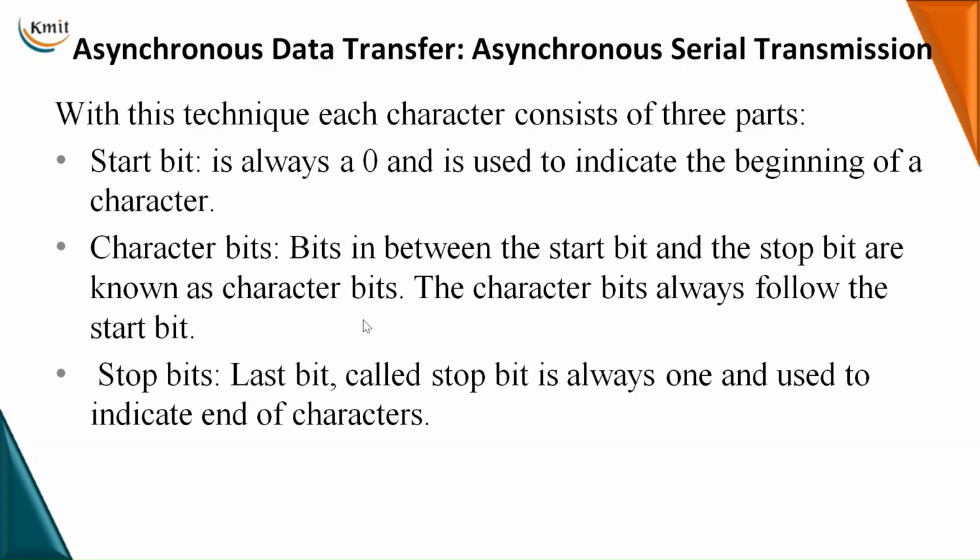The start bit is always 0, and it is used to indicate the beginning of your character. The character bits are, for each and every ASCII value, an 8-bit representation. The bits in between the start bit and stop bits are known as your character bits, and the character bits always follow the start bit. Finally, after the character bits, the last bit is your stop bit. It can be 1, or 1 1, that is, one or two ones, and that indicates the end of your character.